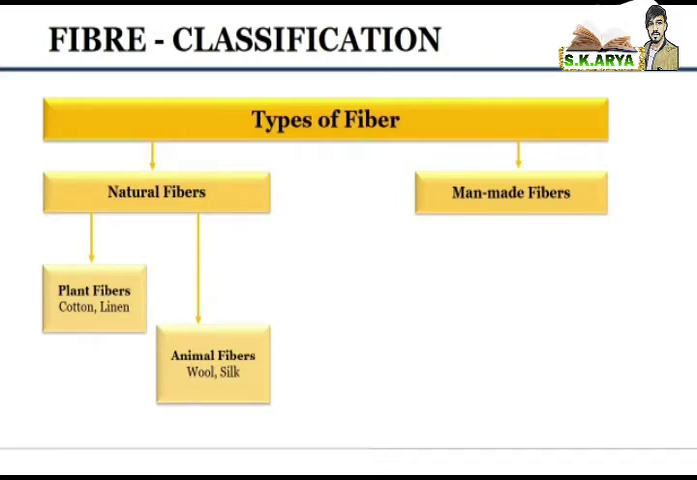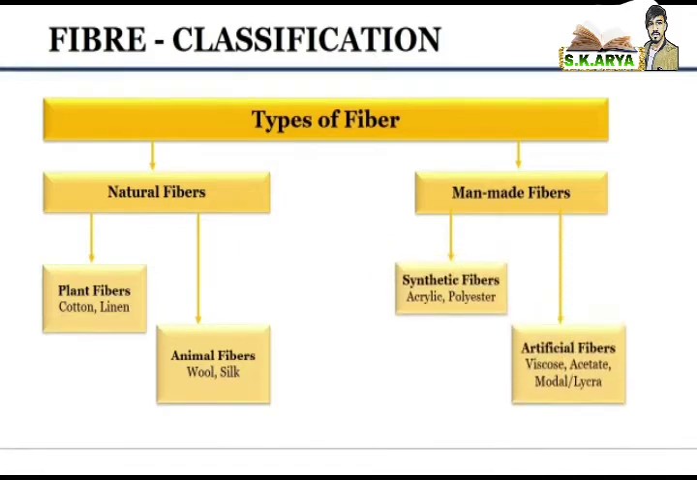Man-made fibers are of two types, the synthetic and artificial fibers. These are artificially made to enhance and match the feel of natural fiber and make them more affordable. Let us know more about these fibers one by one in detail.